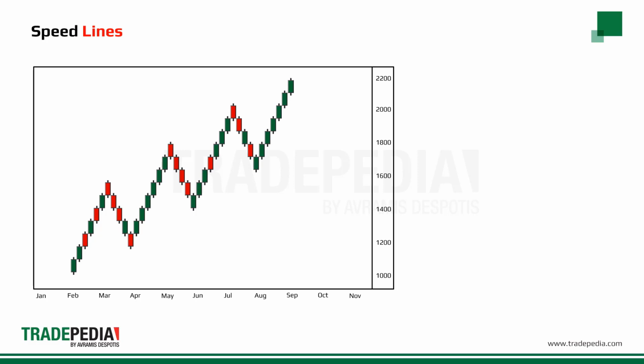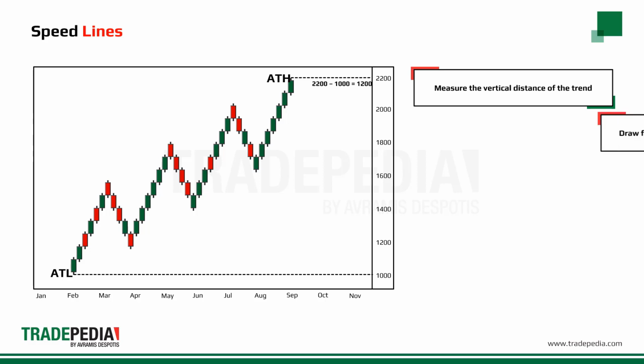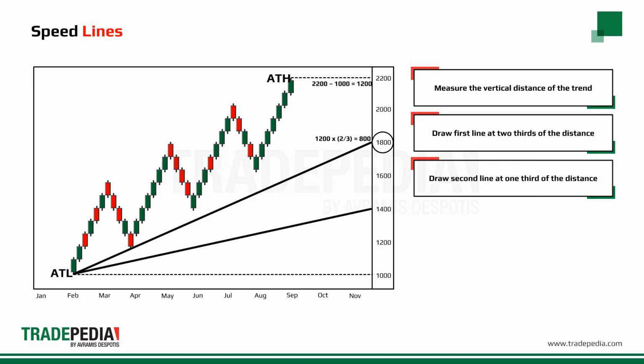To calculate the speed lines in a trend, we start by measuring the vertical distance of the move between the all-time low and the all-time high, in our example, 1,200 units. The first speed line is drawn at 2/3 of this distance, that is, 800 units from the all-time low, landing at 1,800. The second line is drawn at 1/3 of the distance, that is, 400 units from the all-time low, landing at 1,400.